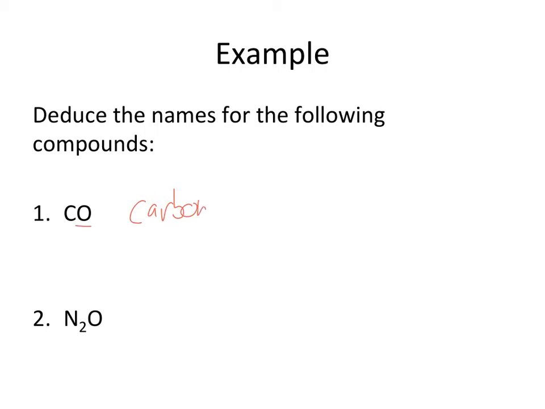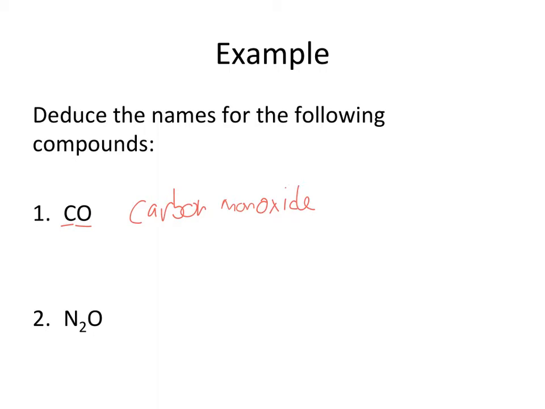And the last one is oxygen, but we change the ending to ide, so it's going to be oxide. Now there's only 1 of each. There's 1 carbon and 1 oxygen, because there's no subscript, so the subscript must be 1. Now we don't write mono on the first one, but we do write mono on the second one, so we say monoxide. We don't write monooxide because then there's 2 vowels beside one another.